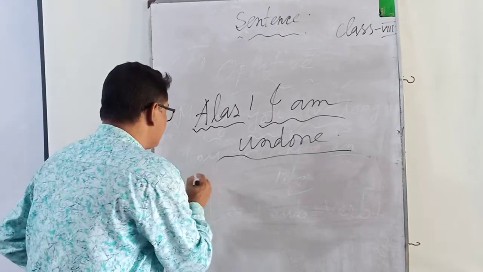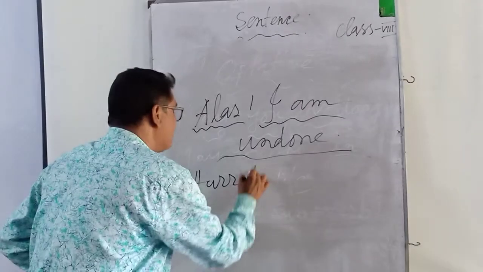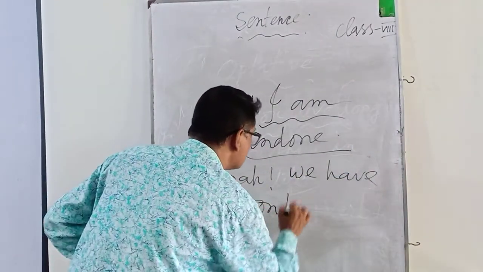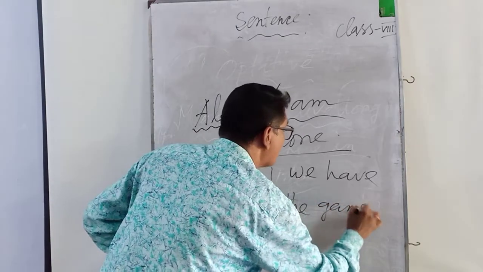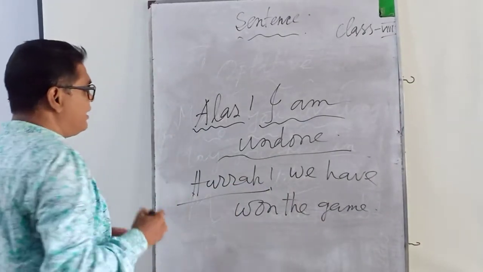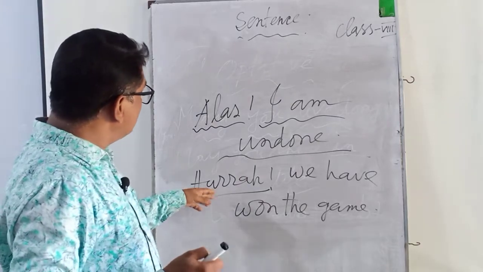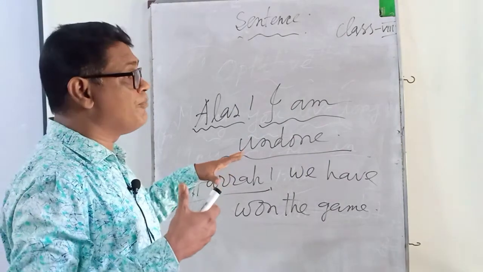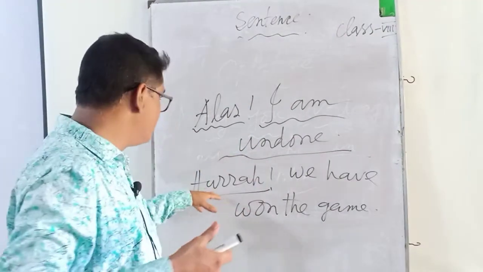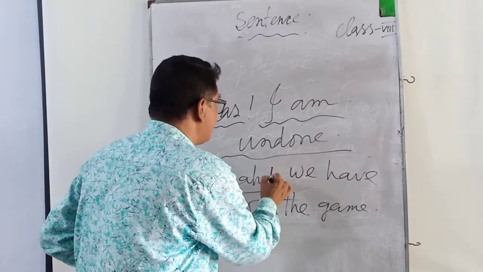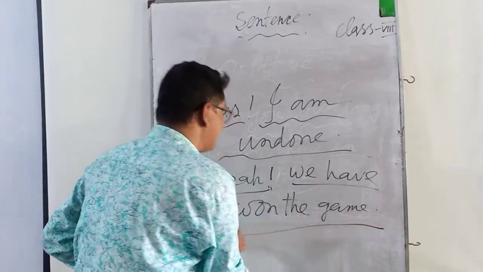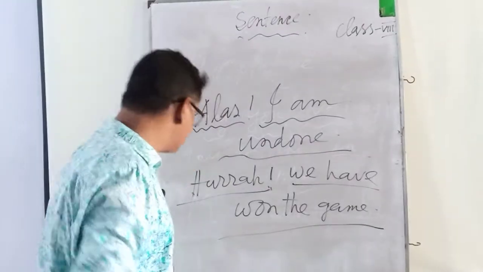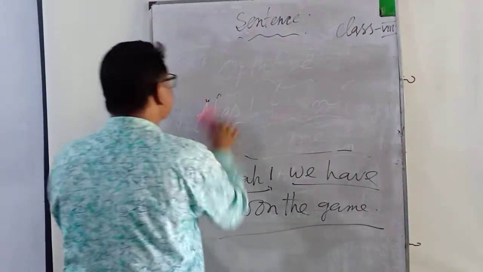Suppose I am writing another sentence. Hooray! We have won the game. Hooray is a word which we use to express feelings, emotion. There is a note of exclamation here. Then this is like an assertive sentence. If any sentence is formed in this way, then we should say this is an exclamatory sentence.